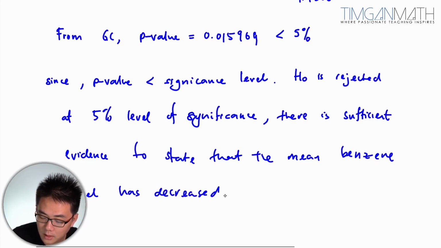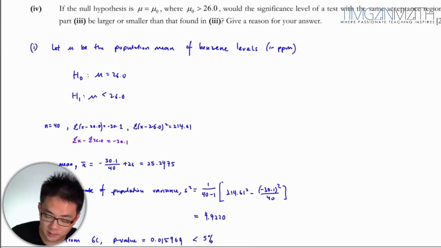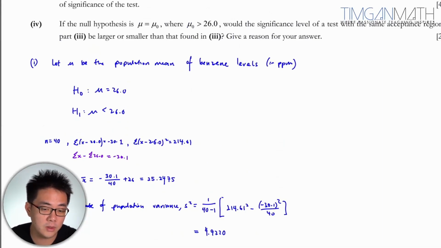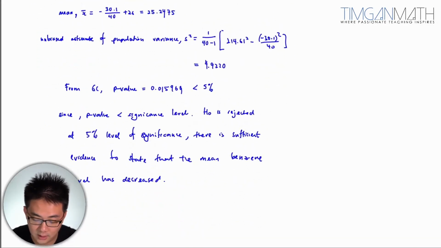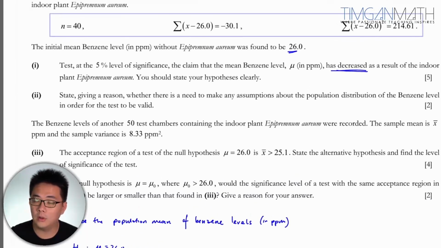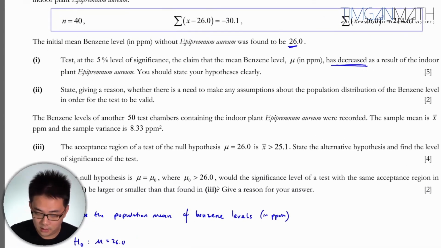Okay, that's it. So you need to be able to state that, because now you reject H0 and you're in favor of H1, the alternative hypothesis. In other words, it means that there's a decrease. For the second part, you're told to state whether there's a need to make any assumption about the population distribution of the benzene level in order for the test to be valid.